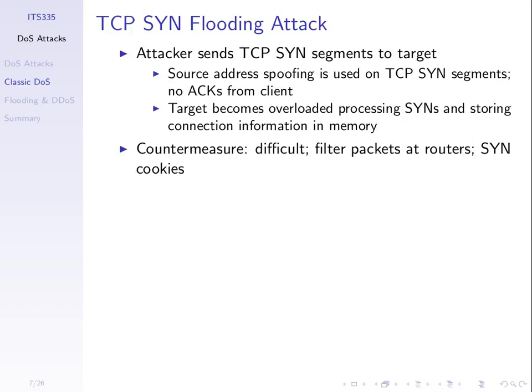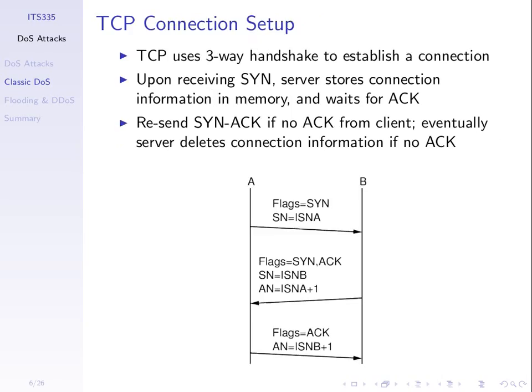The SYN flooding attack involves the attacker sending TCP SYN segments to a server. In the previous picture, the attacker is like the user, a computer A, and B is the server that we're trying to attack. And what the attacker does is, when they send the initial TCP SYN segment, they use a fake source address. So the attacker sends this SYN to B.